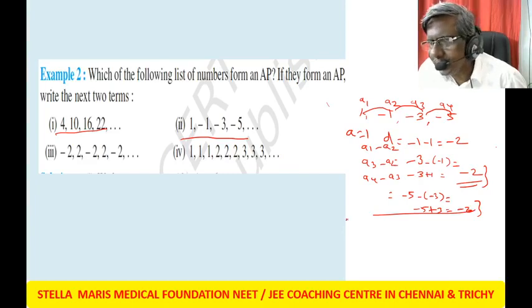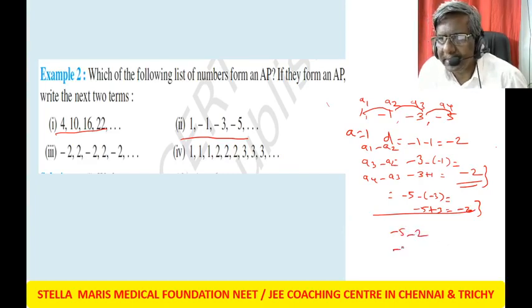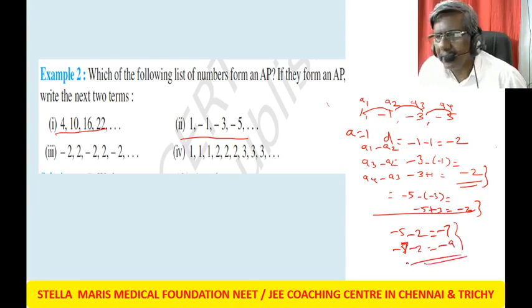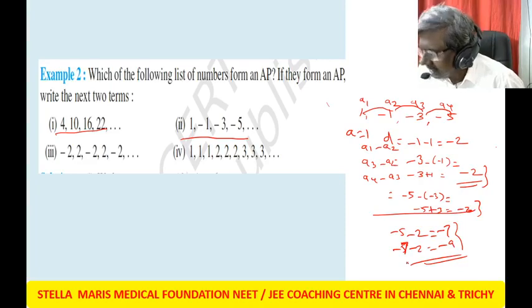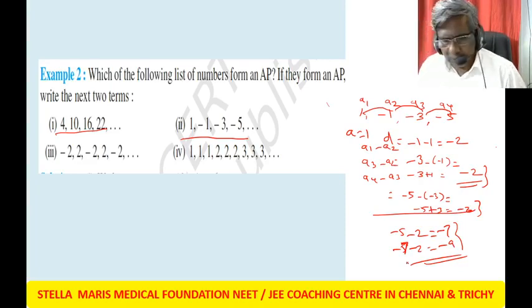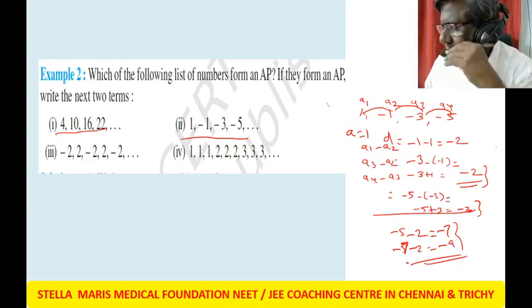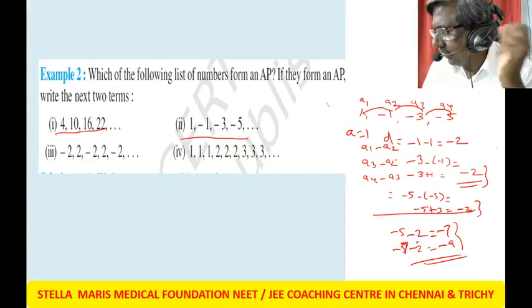So what are those next two terms? It will be like this: minus 5, minus 2 will be the next term. That is minus 7. Then minus 7, minus 2, that is minus 9. So the next two terms will be minus 7 and minus 9. Everybody is clear? Everybody is clear? Going to the next one.